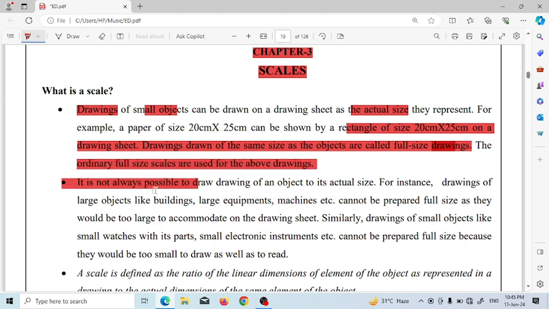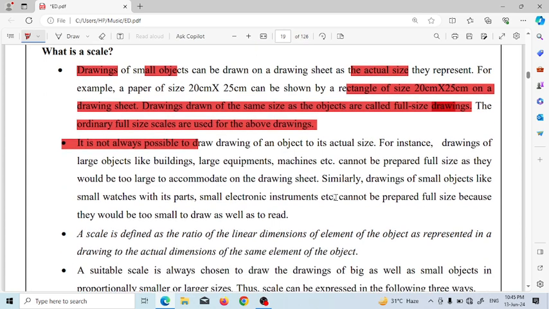Next, it is not always possible to draw an object at its actual size. For instance, a drawing of a large object like a building, large equipment, or a machine cannot be prepared full size as it is too large. For example, we have to draw a drawing of an aeroplane. The actual size of an aeroplane is much bigger than your drawing sheet. So here we have to draw the aeroplane using some fraction that is called the scale factor.